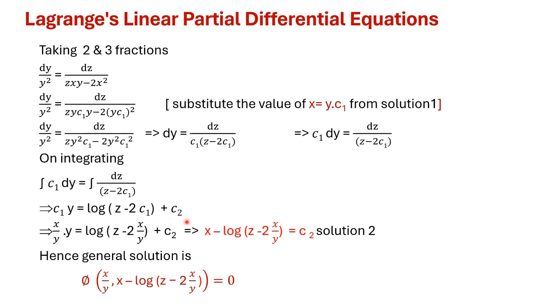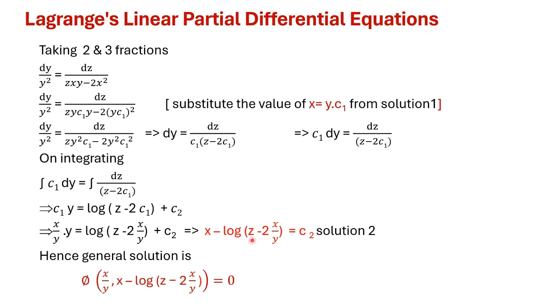This y and this y will get cancelled. It is equal to log z minus this c1 value, x by y, which gives 2x by y. Plus this c2 will be there. Now here we have x, so this whole term we bring to this side. So it becomes x minus log z minus 2x by y. We are bringing the whole of this term this side, and this c2 remains here. So this is the required solution, which is solution 2.